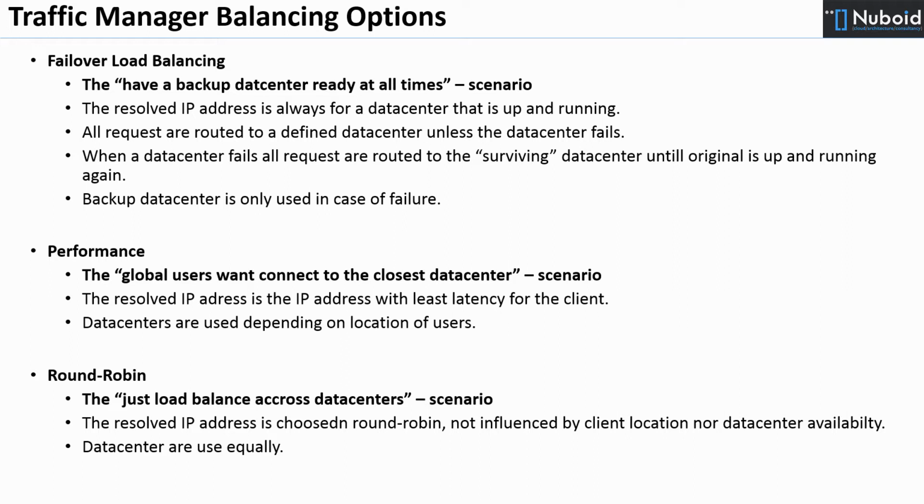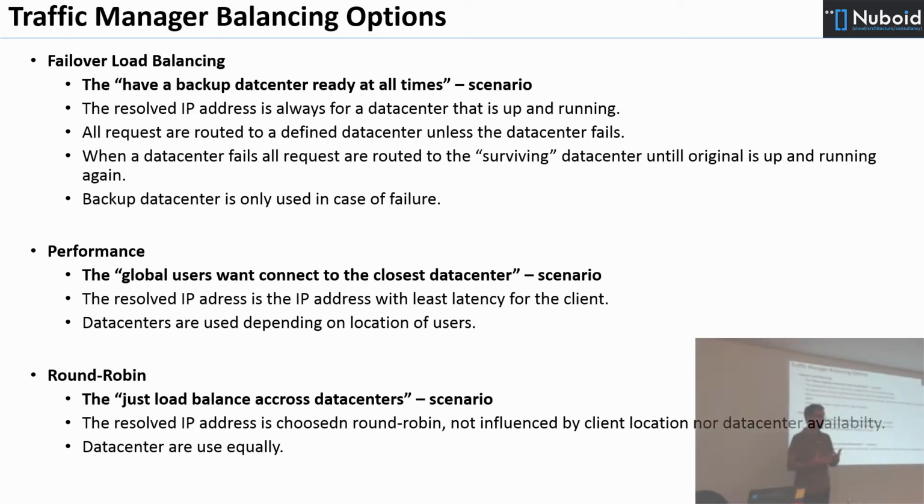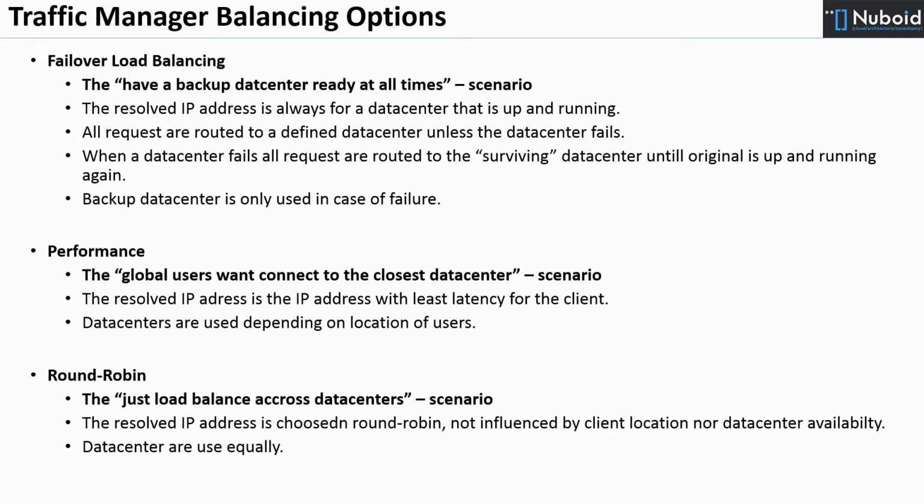You will never notice that, but you can be safe that whatever happens in one data center, the other data center is backing up for you. So that's a scenario where we talk about failover load balancing, and you have to configure those options inside the portal. The second scenario is global users who want to connect to the closest data center. It's all about performance. It's all about latency. And again, you need a big scenario where you have an application that is really used worldwide and you have a lot of users, and it makes sense.